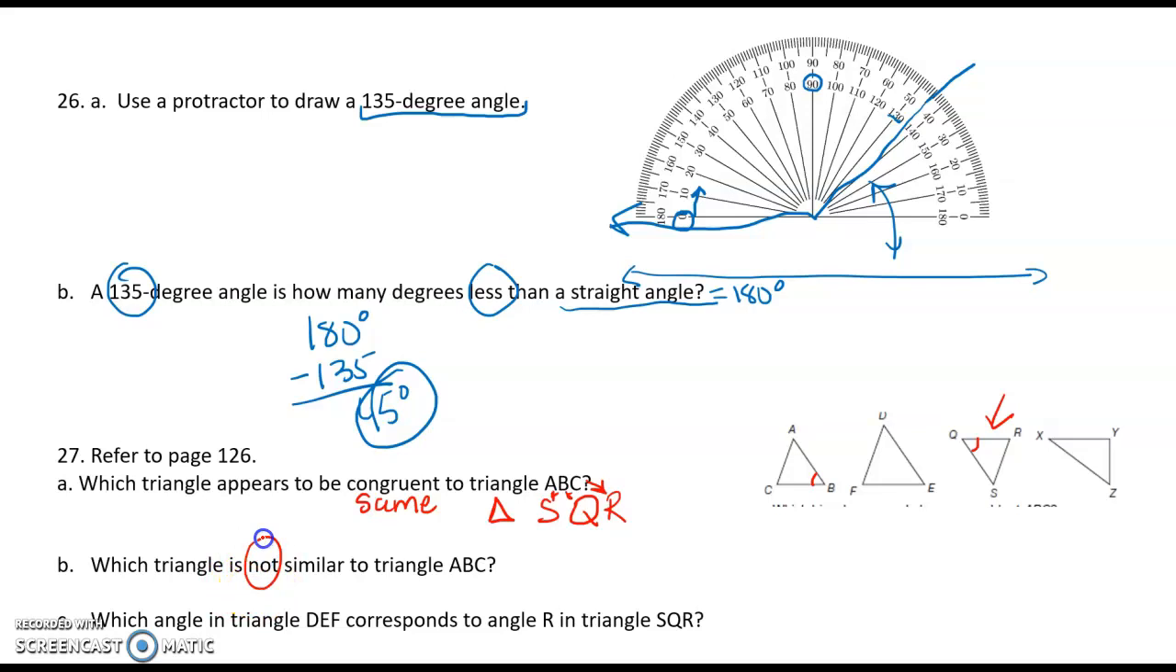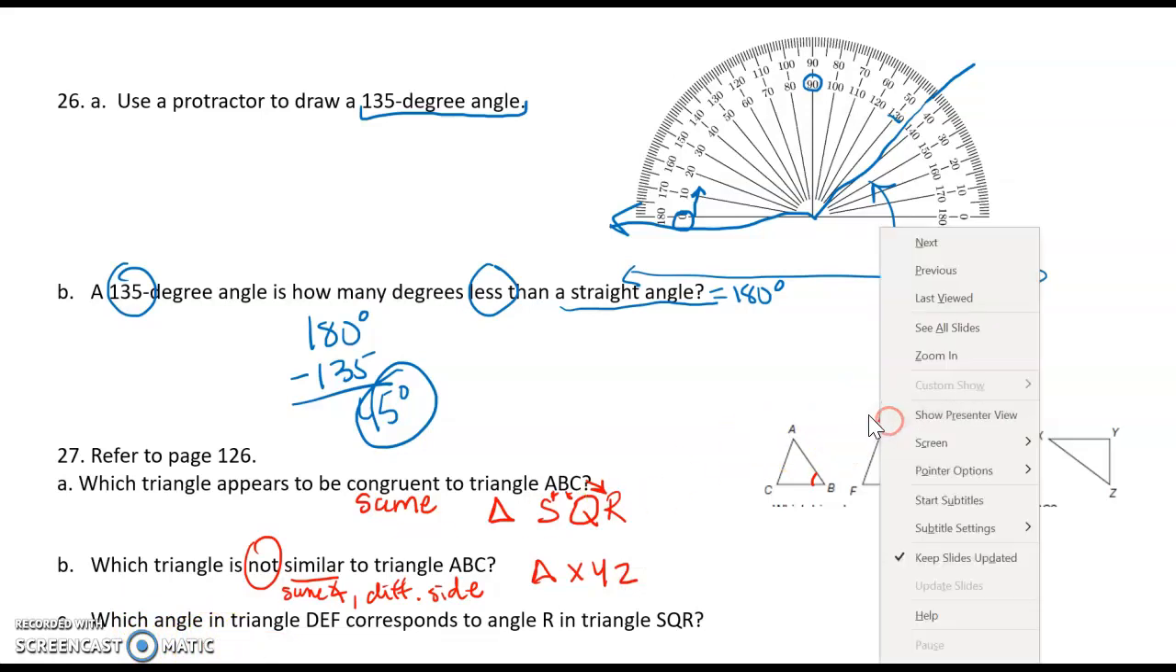Which triangle is not similar? Okay, so this just means same angle, different side length. Okay, so this is the same as ABC, but it's a little bit longer side length. It's going to be triangle XYZ that's not similar. And which angle in DEF, this is a D, I think I cut it off a little bit. Oops.